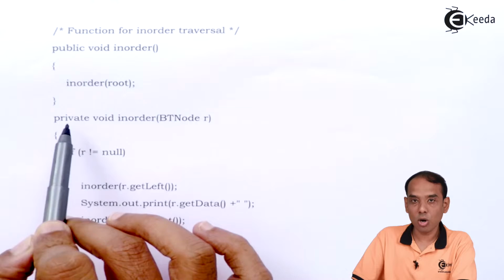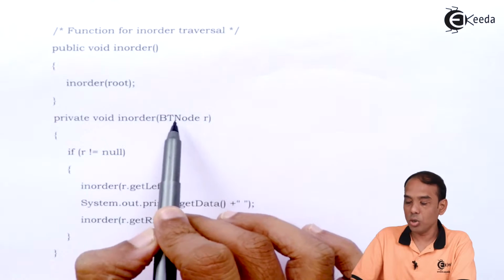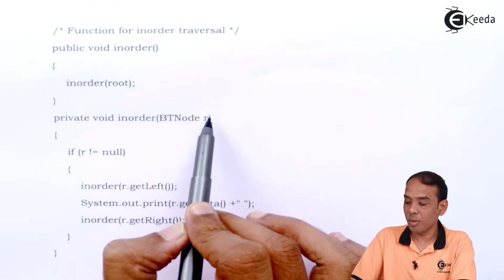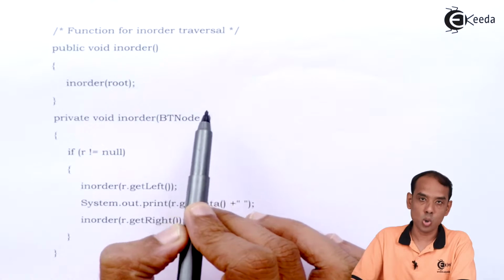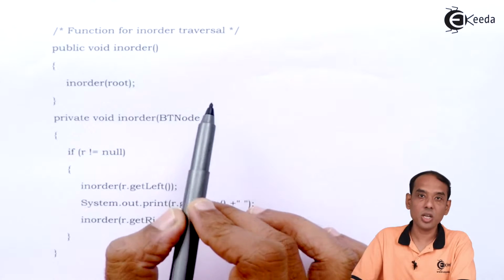Then I have defined a function called private void inorder, in which I have passed the parameter BTNode, which is the class, with its reference variable as r. r will stand for root. Then we will check with the condition. Let us begin with checking the condition.